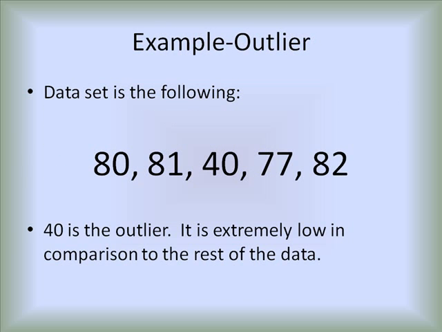Let's look at these numbers, shall we? We have 80, 81, 40, 77, and 82. Now, 4 of the numbers are very similar in range, but that number 40 really stands out. It's significantly lower than the rest of the numbers. In this case, 40 is the outlier.